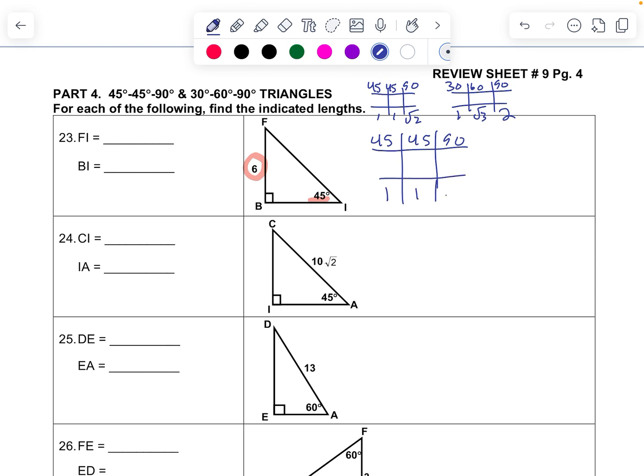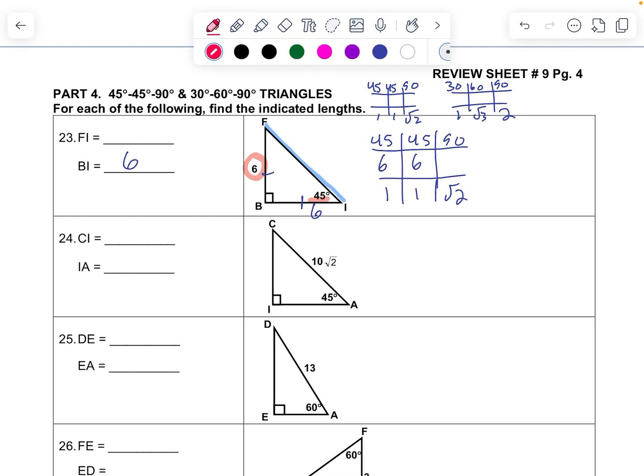All right, so I'm going to put my 1, 1, square root 2. I have one of the legs. Now, what do we know about the sides of this type of triangle? Remember, this is half a square. So because it's half a square, my two sides are the same. So I immediately know that my BI is a 6. So that means the only thing left to find is the side labeled FI here, that's the one we're looking for.